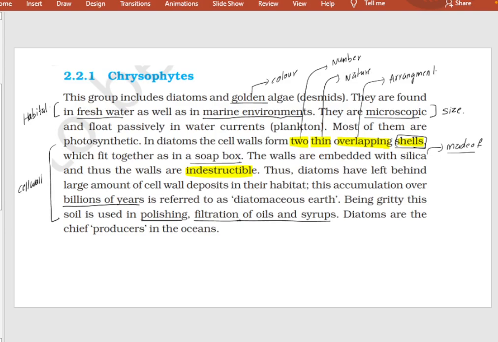Okay, cleared. This total point is about the cell wall. Number, nature, arrangement you should remember. Arrangement like a soap box, fit together, one above the other, made up of, embedded with silica plus cellulose. Nature is indestructible. So, economic importance. Is it clear?